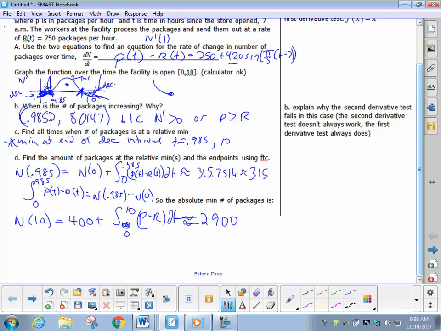Okay, so from that, the absolute minimum number of packages, there were only two candidates for what the min would be. One came out to be roughly 315, the other 2,900. So the absolute minimum over the course of the day is definitely 315 packages. Agree? All right.